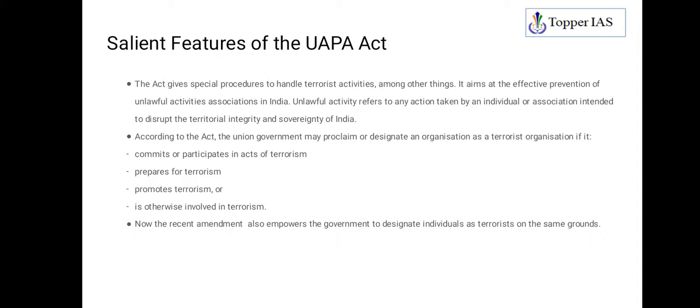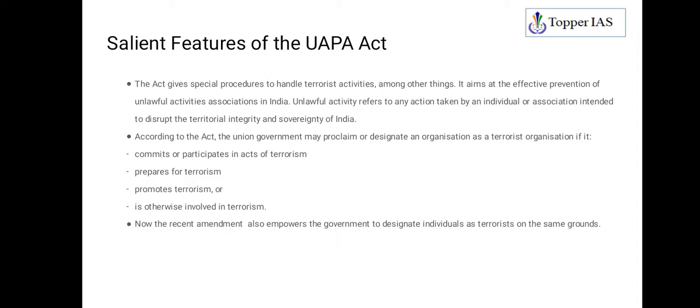The act gives special procedures to handle terrorist activities. It is aimed at effective prevention of unlawful activities and associations in India. So what is an unlawful activity? Any action taken by an individual or association intended to disrupt the territorial integrity and sovereignty of India. Remember the meaning of unlawful activity according to the act. The Indian government may designate an organization as a terrorist organization if it commits or participates in acts of terrorism, prepares for terrorism, promotes terrorism, or is otherwise involved in any terrorism activity. The organization will be declared a terrorist organization, an unlawful association.